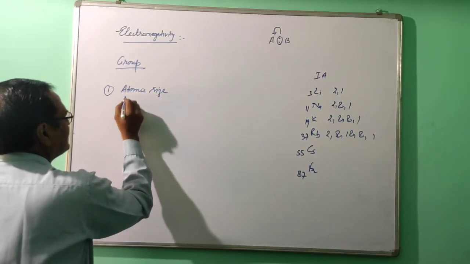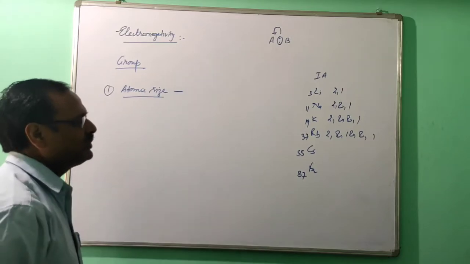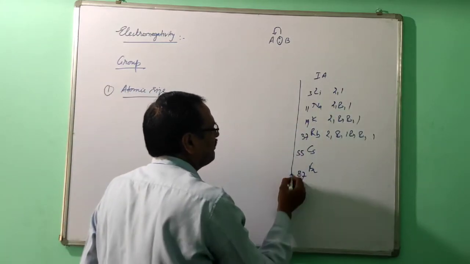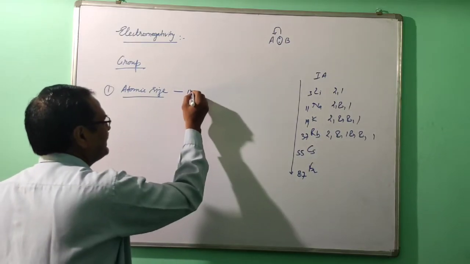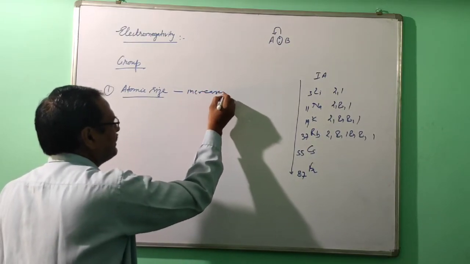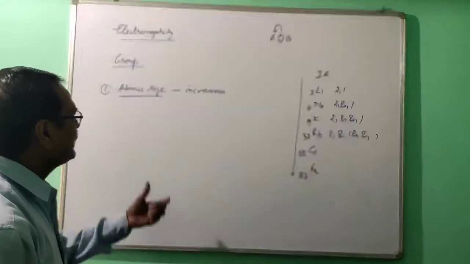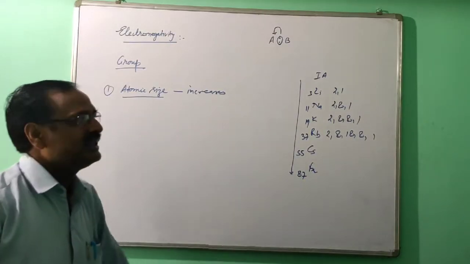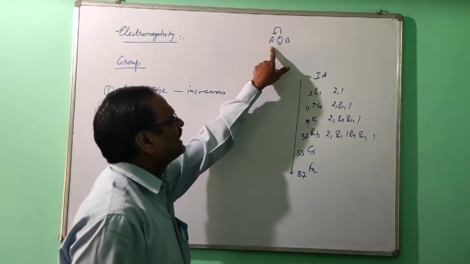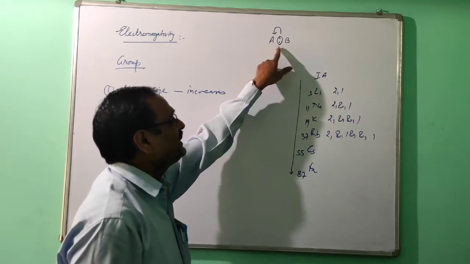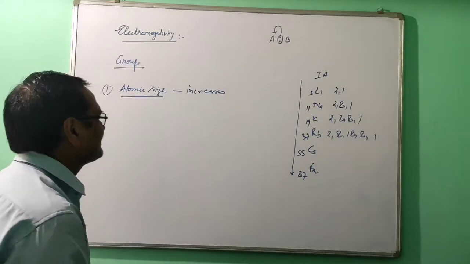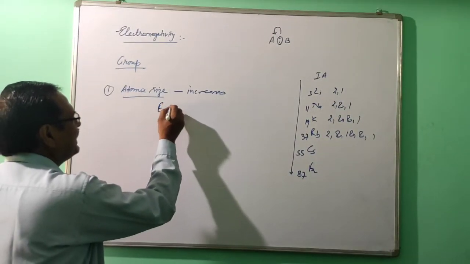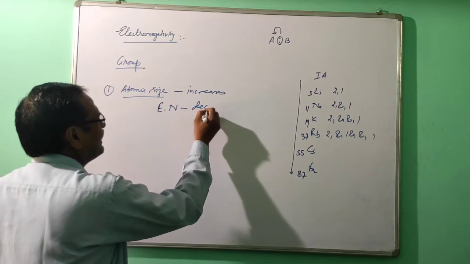First factor is atomic size. So when we move in a group from top to bottom, what about the size? Size of the atom increases. Already you have studied in the previous topic. So atomic size increases. If the atomic size is more, then the shared pair of electrons will be away from the atom. So the tendency to attract the shared pair of electrons will be less. It means electronegativity decreases.